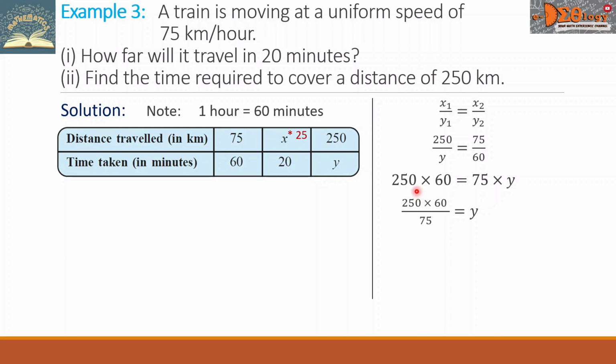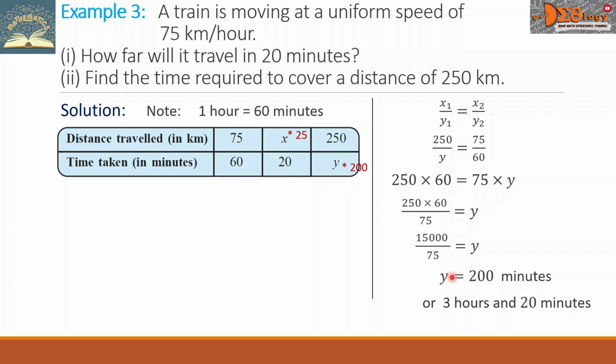Let us now simplify the product. 250 times 60, that will be 15,000 divided by 75, and the value of y is 200 minutes. Or we can write 3 hours and 20 minutes. These are now the final answers.